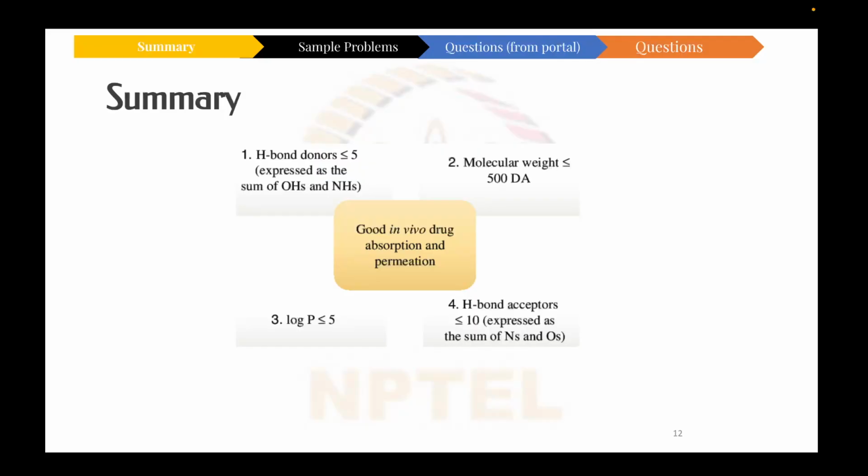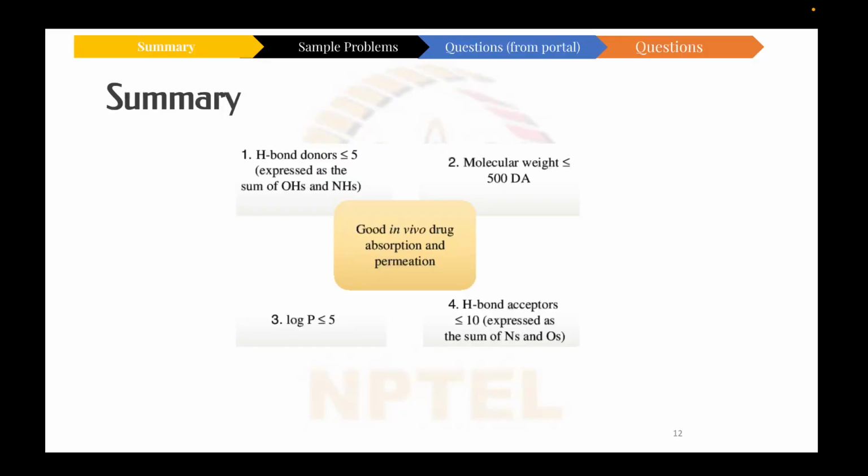The number of hydrogen bond donors, usually represented by the sum of nitrogen hydrogen or oxygen hydrogen bonds capable of forming hydrogen bonds, should be less than or equal to 5. Then we have hydrogen bond acceptors, which are typically represented by the sum of nitrogen and oxygen atoms in the compound, should be less than or equal to 10.